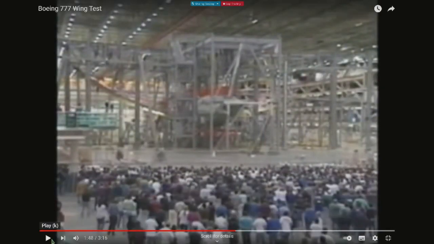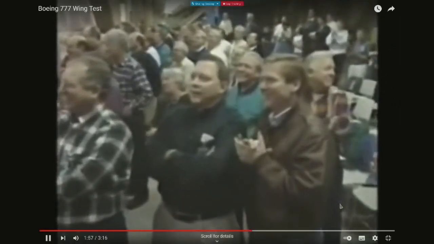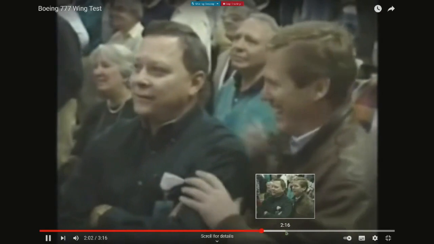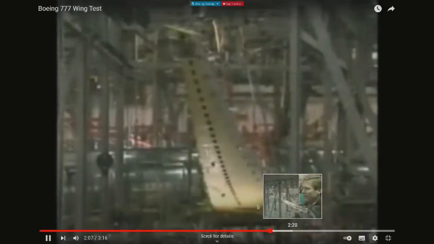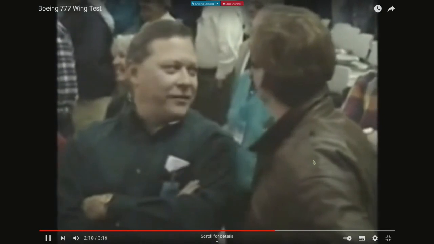This image will give you a context of it. So this is the fuselage here, and you can see the amount of bending the wing has taken. So still not failed. It's another view on the side.